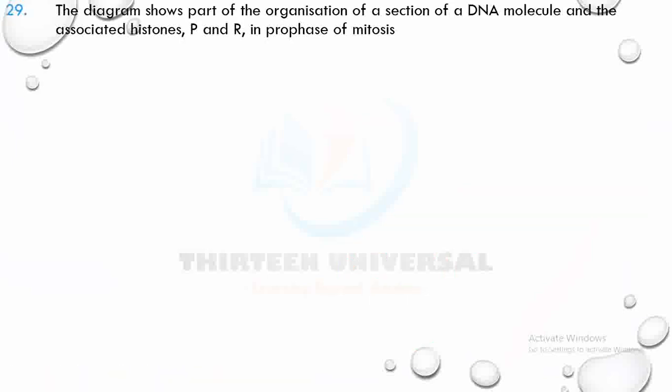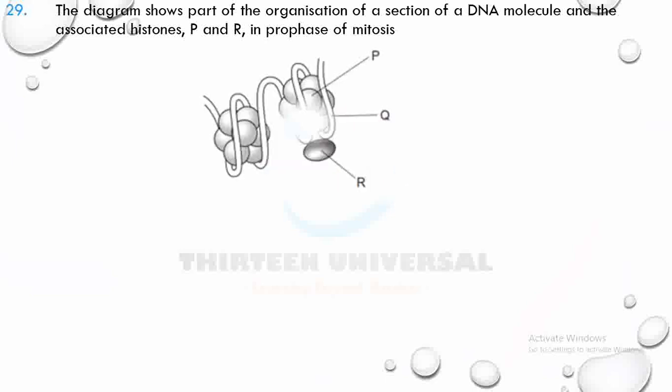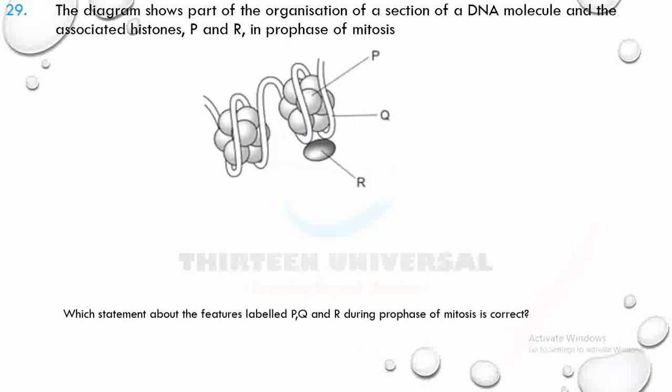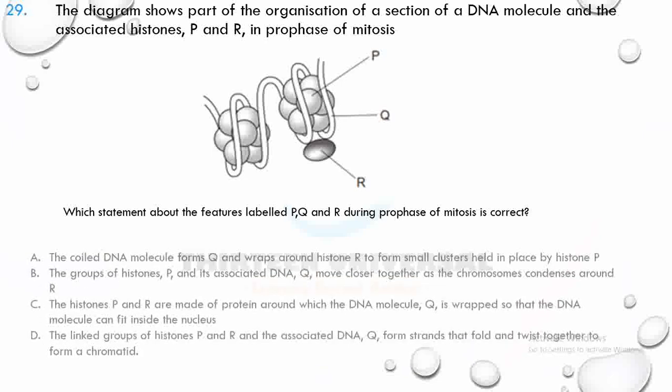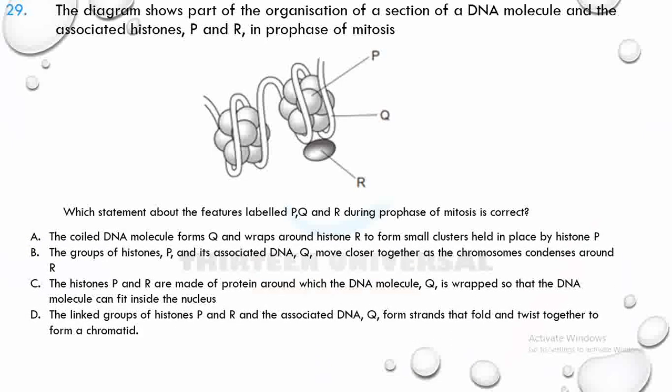The diagram shows part of the organization of a section of a DNA molecule and the associated histone proteins in prophase of mitosis. Okay, that's it. Cute structure, very sharp. Which statement about the features labeled P, Q, and R during prophase of mitosis is correct? So I want you to pause the video and try it. Okay, thank you for hanging on.